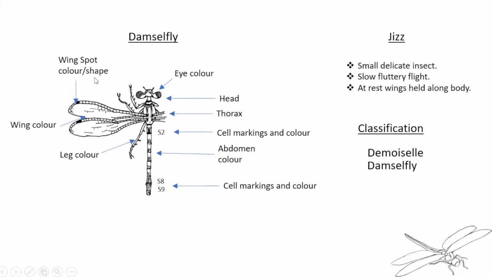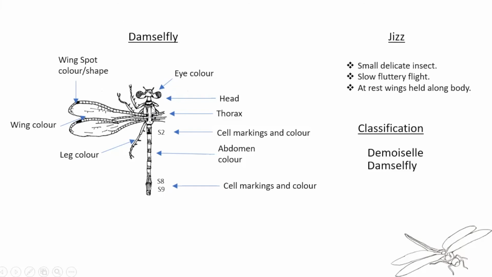But now we're looking at the wing spot, the colour and the shape. Is it red? Is it brown? Is it yellow? Is it long? Is it bicoloured? So we need to look at that sort of thing for positive identification. We look at the eye colours. Are they blue? Are they red? Are they half and half? The colour of the head.